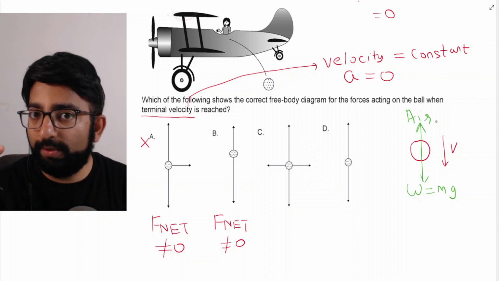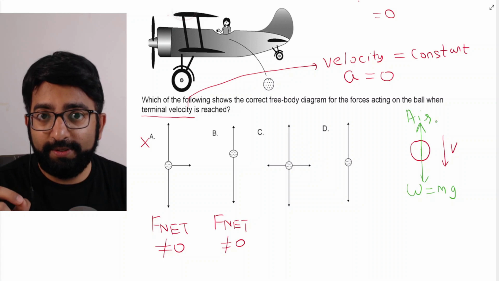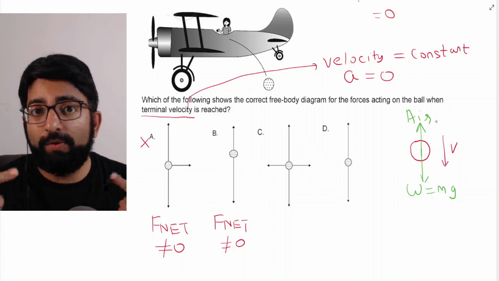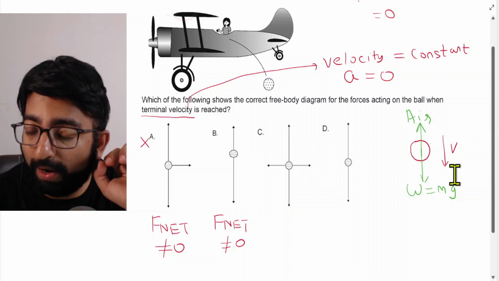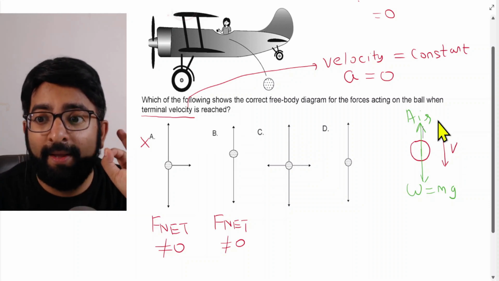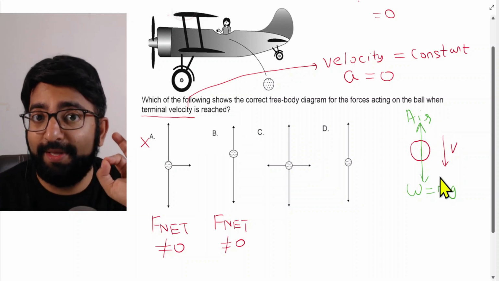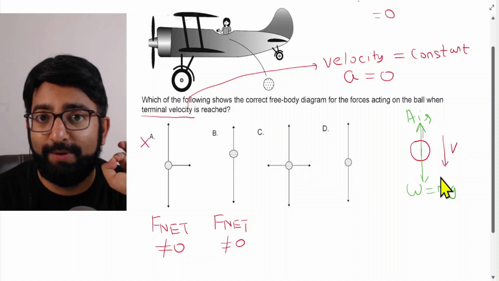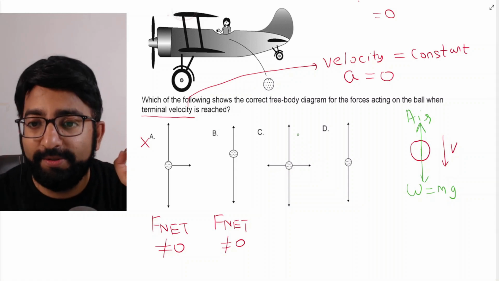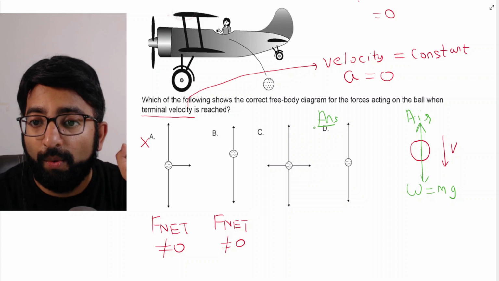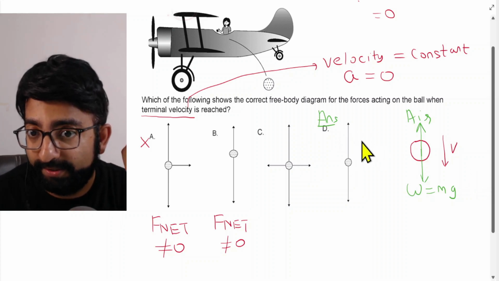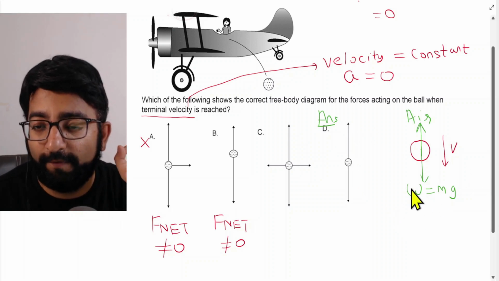Because try to recall the concept, direction of air resistance is always opposite to the velocity. So since velocity is down, air resistance will go up. Apart from these two forces, there is no other force acting on the ball. And that is why the answer is actually D, where the upward arrow is the air resistance and the downward arrow is the weight of the object.